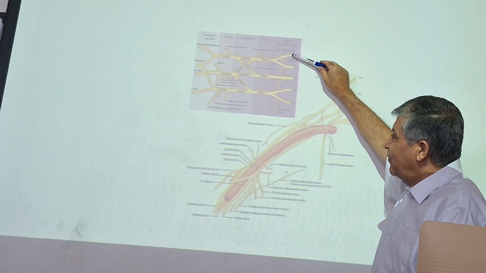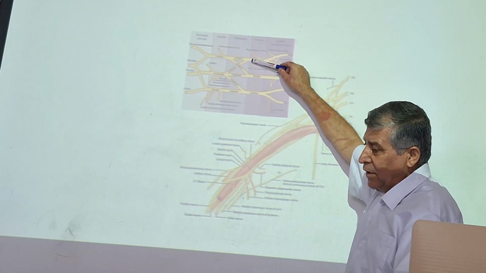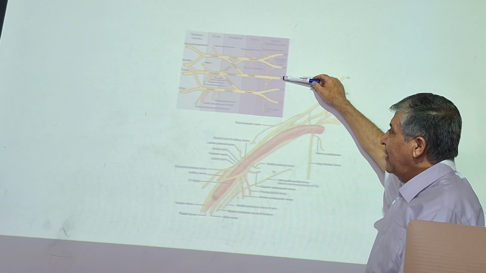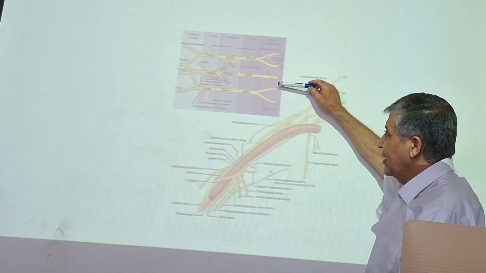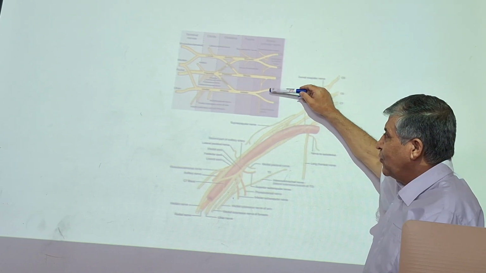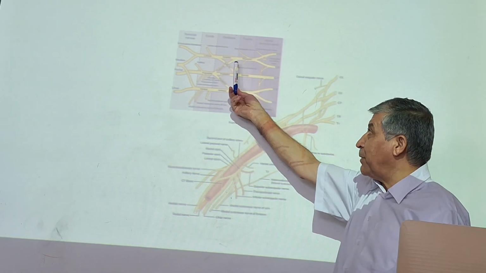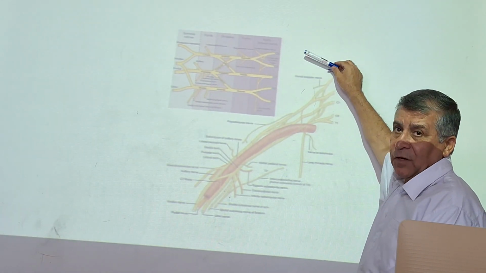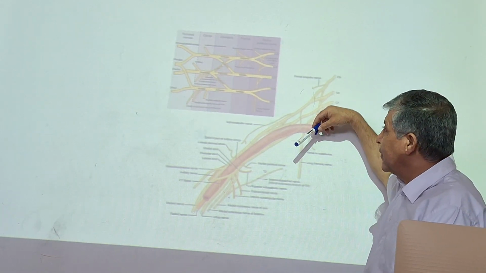C5 and C6 join together and form the superior trunk, the upper trunk. The ventral ramus of C7 forms the medial trunk. C8 and T1 form the inferior trunk, the lower trunk. This part of the plexus is in the cervical region, the neck region.